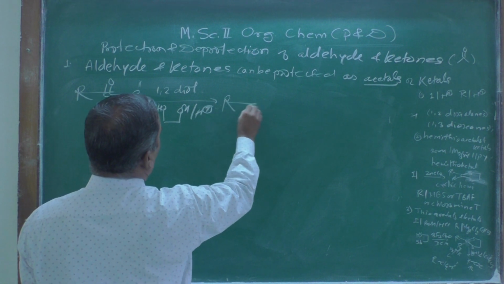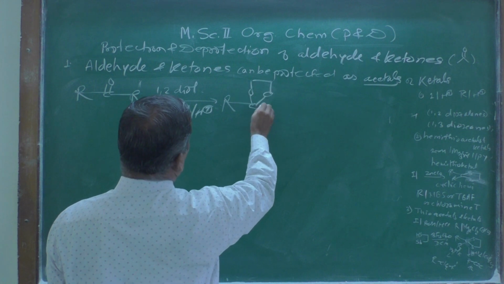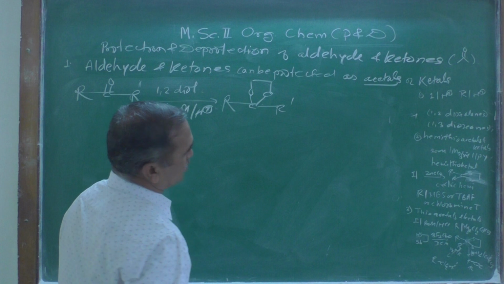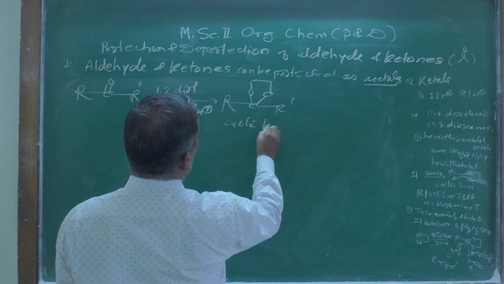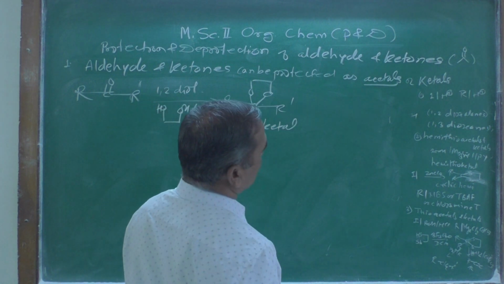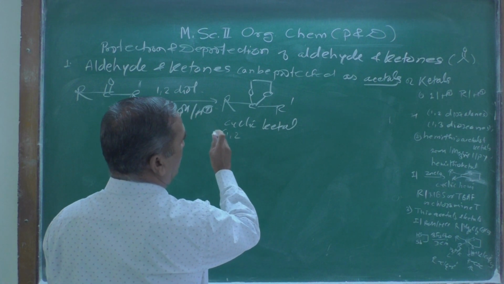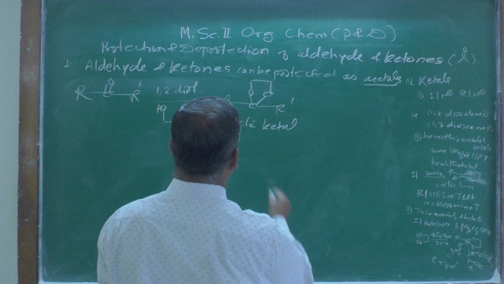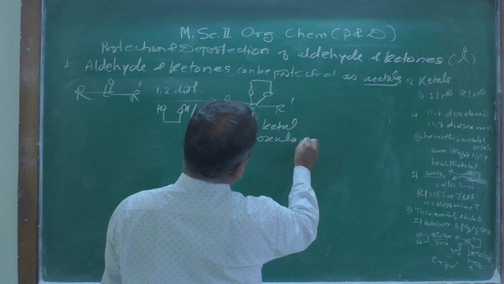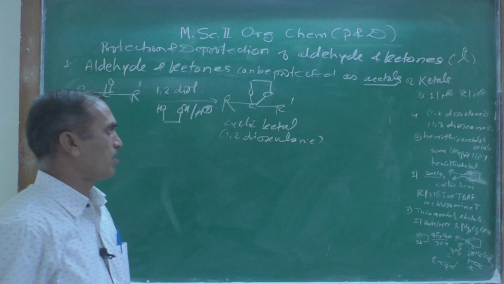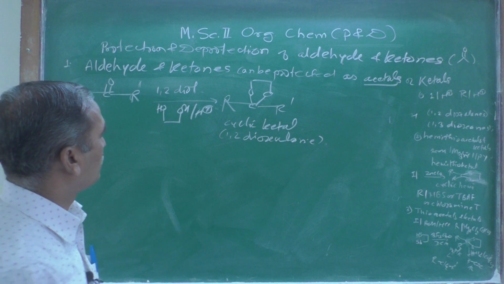You are going to get R C, O, CH2, this one, R dash. This is known as a cyclic ketal formation, which is known as 1,2-dioxolane, or dioxolane. If 1,3, that is called 1,3-dioxane. Instead of that, we will see later on.